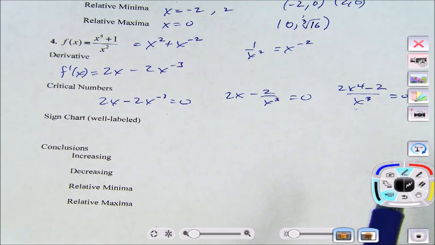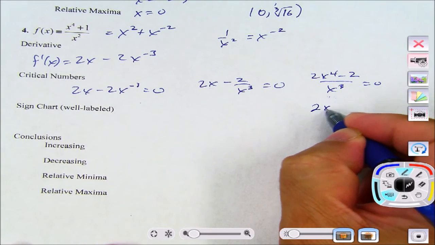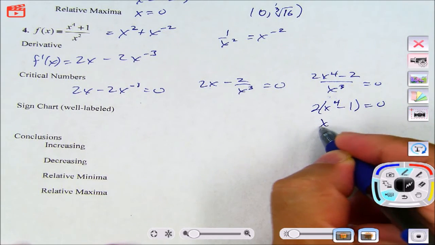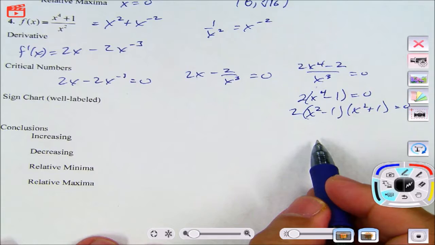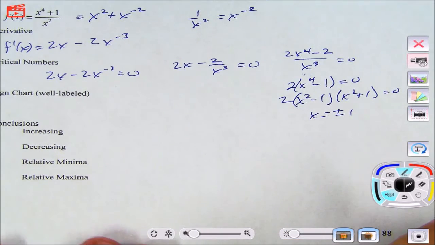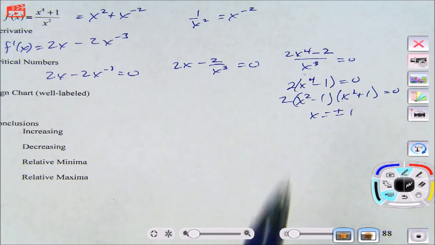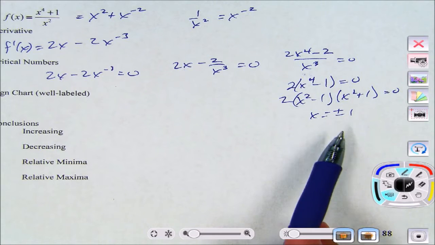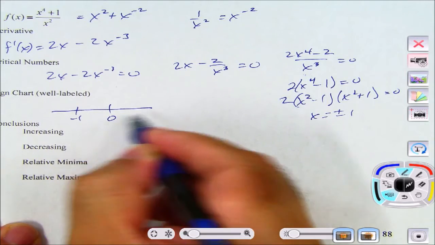Okay? Alright, so if I take a 2 out of that, what do I get? So now I'm finding the critical numbers, so I'm going to take out a 2. So it's x to the 4 minus 1. So this is going to be x squared minus 1 times x squared plus 1. So that means this has zeros at x equals plus or minus 1. So my critical numbers are at plus or minus 1, but I have a point of discontinuity at x equals 0. So that's how I'm going to label my chart: -1, 0, 1.